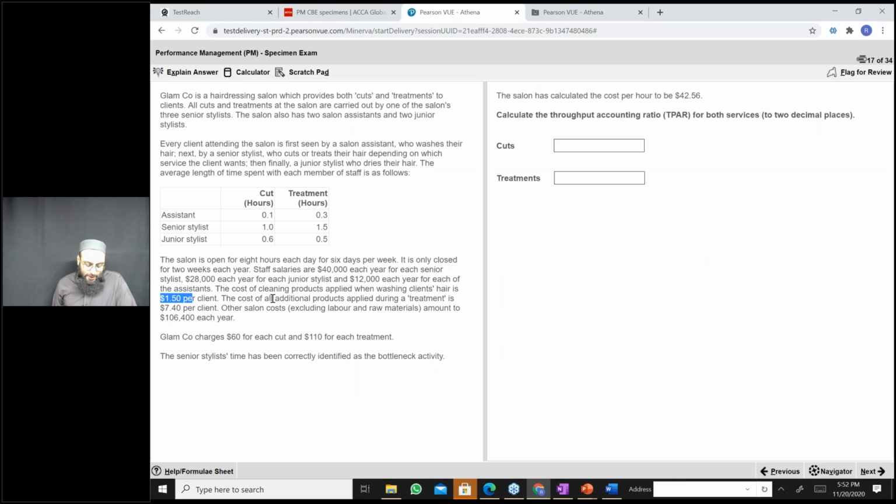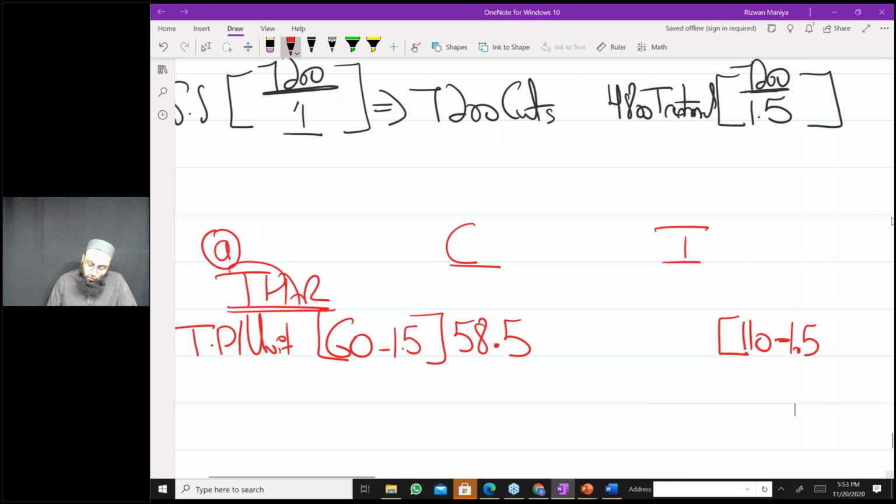What else should I take here? Any other material cost? It says the cost of all additional products applied during a treatment. Now, this material cost relates to treatment only. It's specific to treatment only. Okay, it is 7.4 per client. So this is additional material cost that I will charge to treatments because this pertains to treatment only.